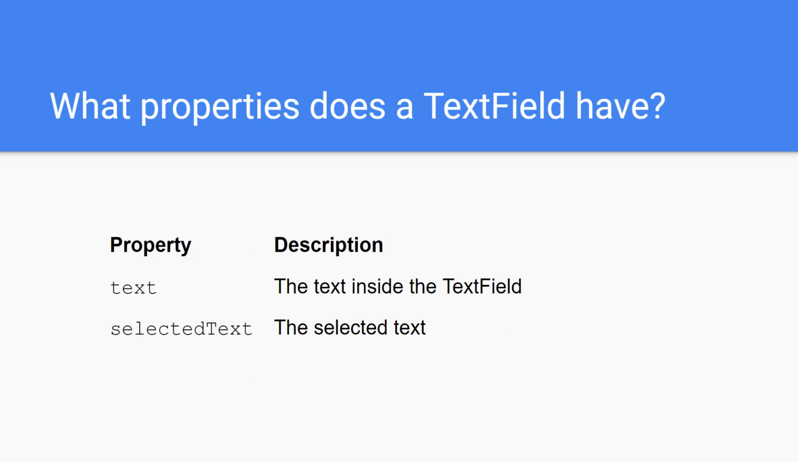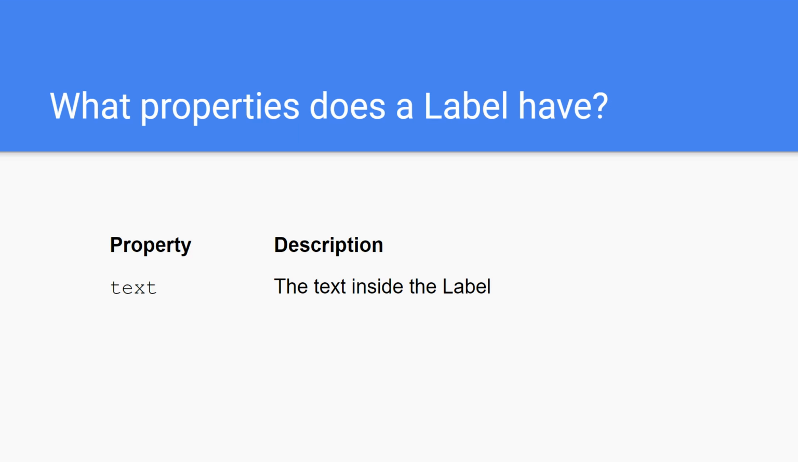Text fields have a text, which is the current text that's in the text field, and also a selected text. So if you just select a little bit, say a substring, you can get that selected text. Labels also have a text property.